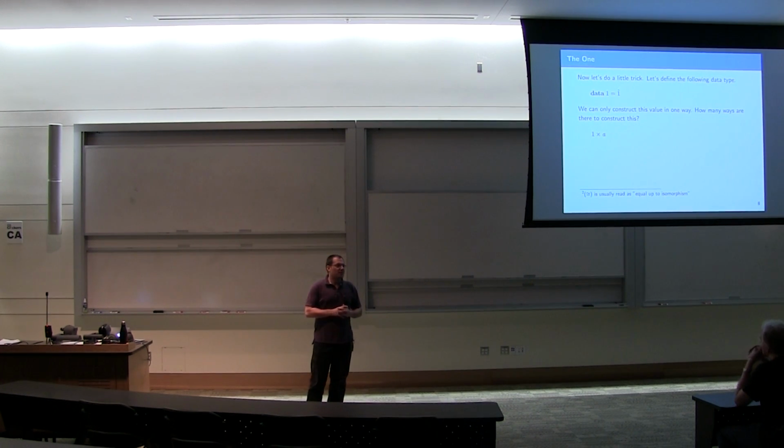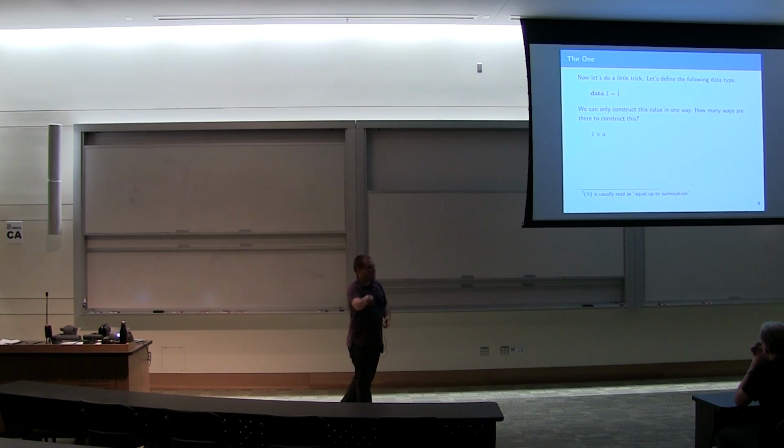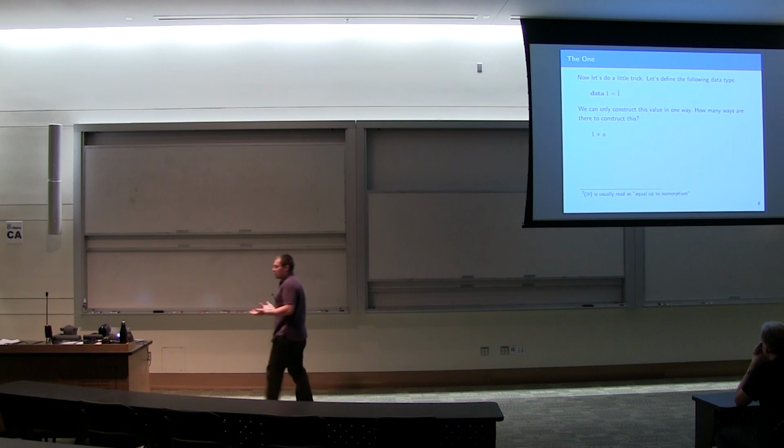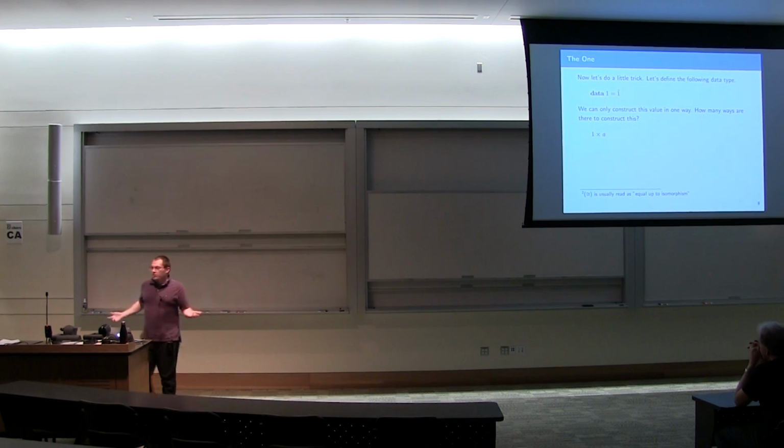How many ways? Any guesses? The size of A? The size of A, right. So basically what we're dealing with here is that there's only one way to construct the one, and so it's a little bit redundant here. It's not very useful information.